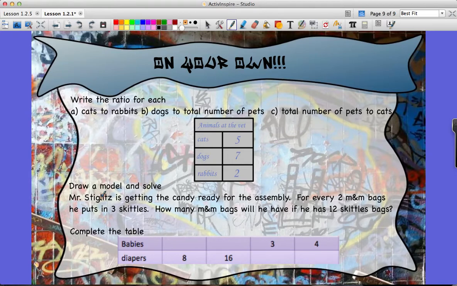All right, so what I'd like you to do for tomorrow is fill in the answers for these different problems. For the first one, I just want you to use this chart and write the ratio for each of the different problems we have here. So cats to rabbits, dogs to total number of pets, and total number of pets to cats. And then here you're going to draw a model and then solve the problem. So it's 2 steps. One, you have to draw a model, then you have to continue to draw models to find your answers. And then down here, I want you to complete the table.